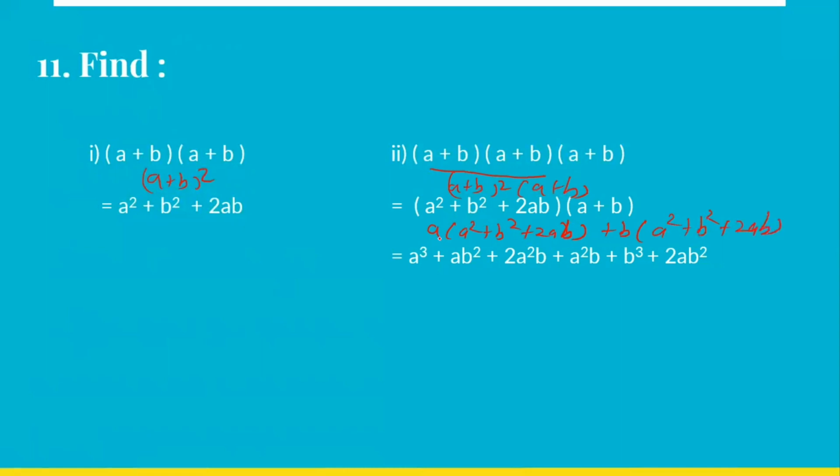Okay. So a into a you get a cube. A into b square is ab square. A into 2ab is 2a square b. And this b into a square is a square b. B into b square is going to be b cube. B into 2ab is going to be 2ab square. Got it? And then this can be further added. A square b and a square b are the like terms, which is 2 plus 1, 3a square b. And ab square and ab square are the like terms. So ab square plus 2ab square is 3ab square. Okay. Now we have a minus b the whole cube, right?